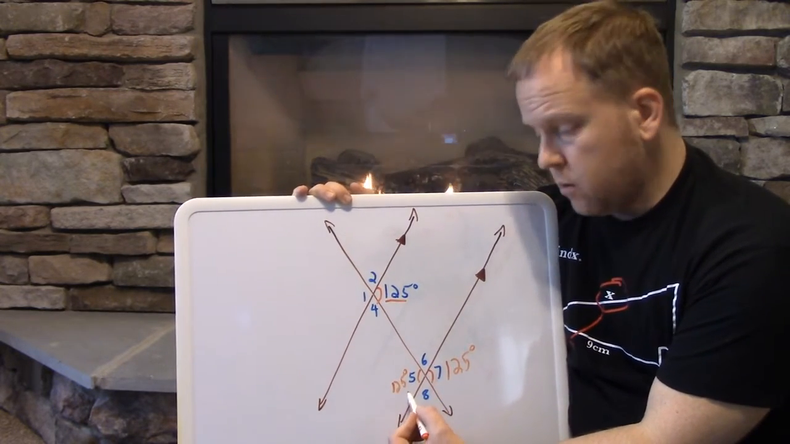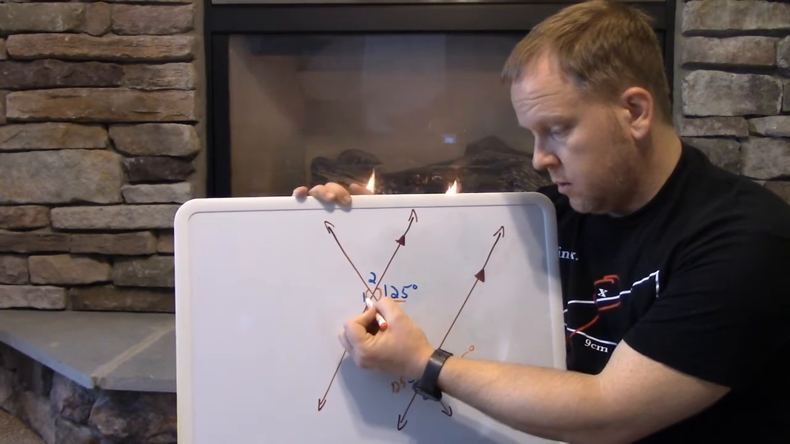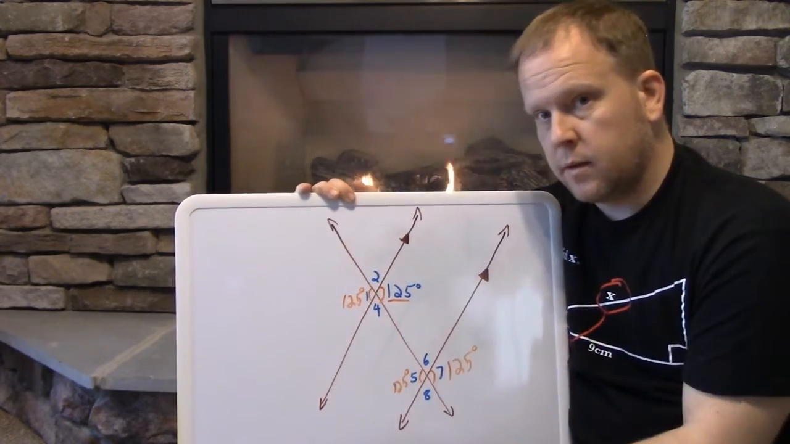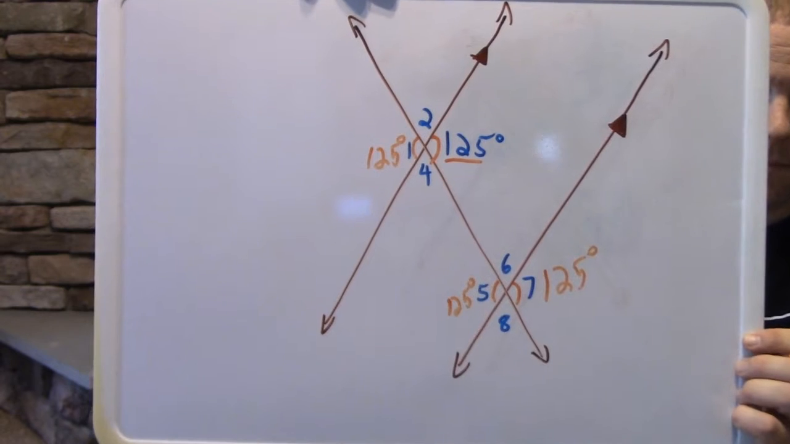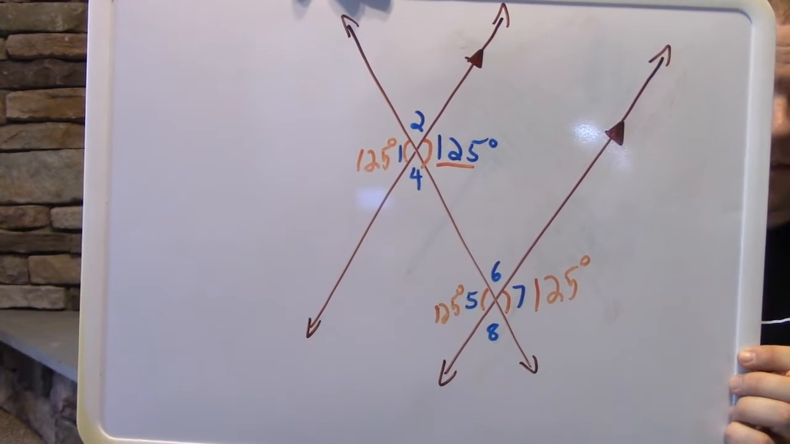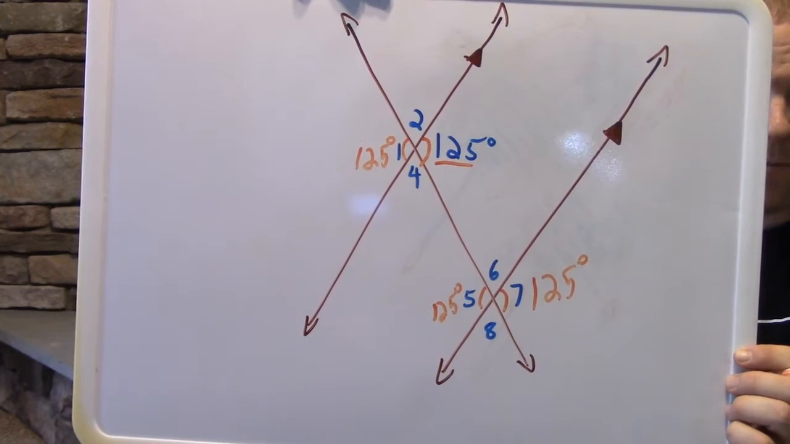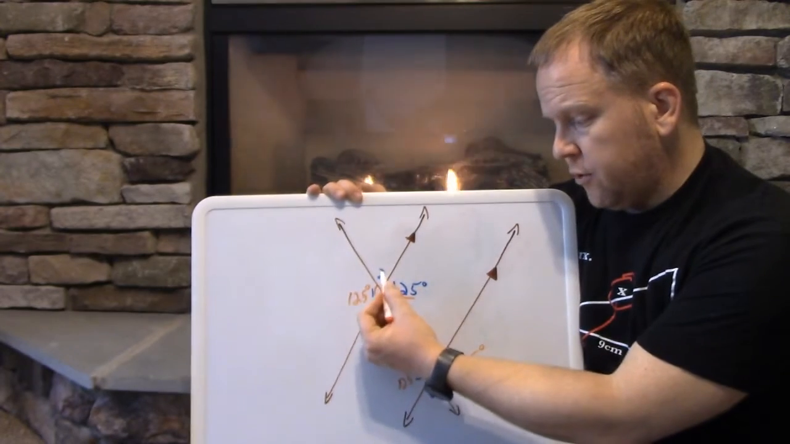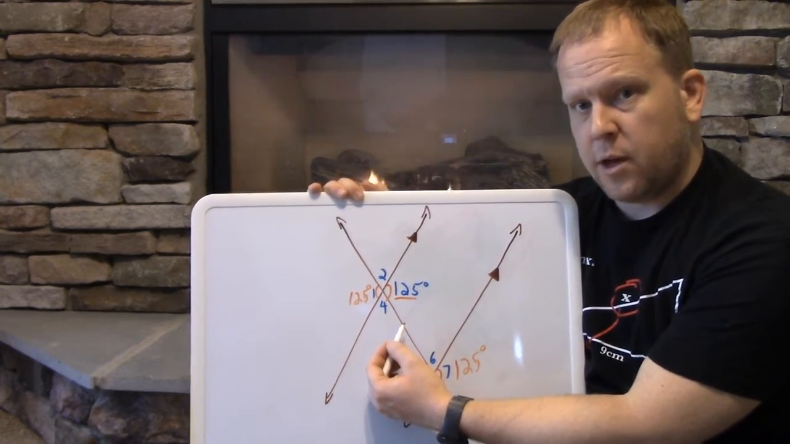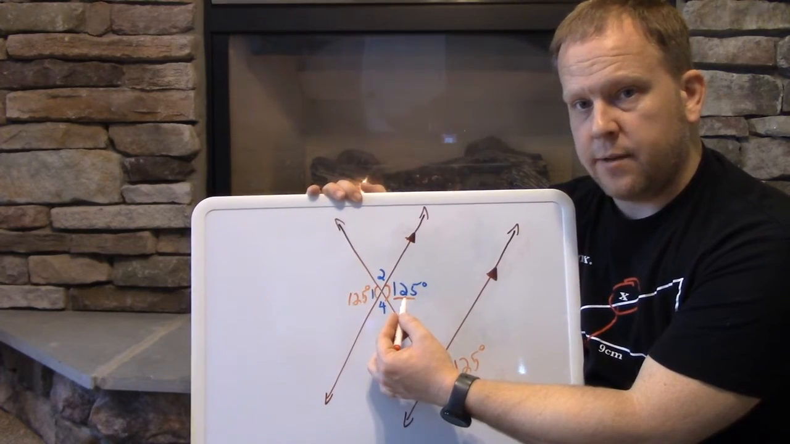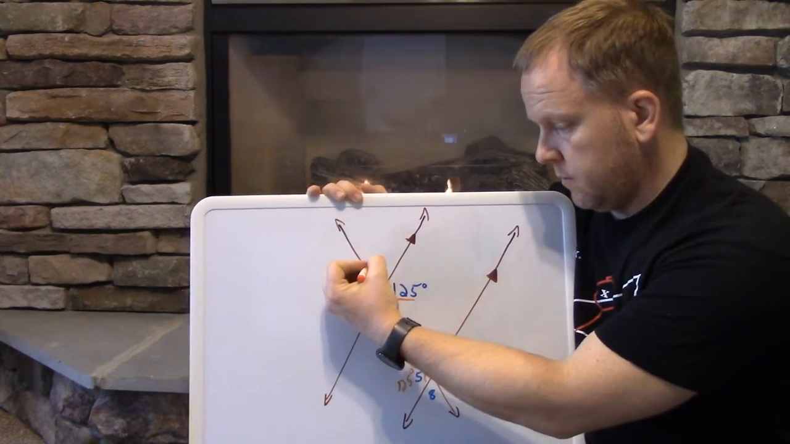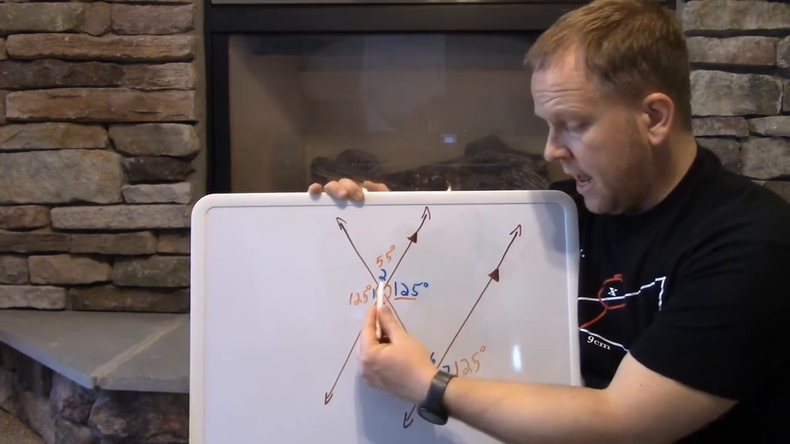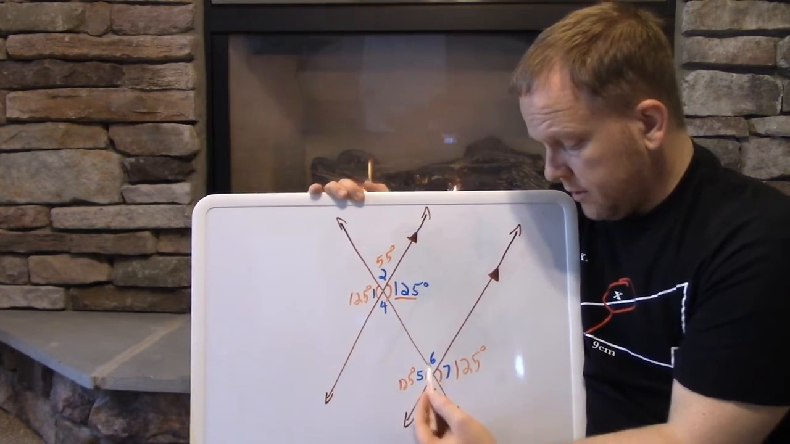Angle 5 now corresponds to angle 1. So angle 1 is also 125 degrees. Now the question does not ask, but what would be the measure of the other 4 unknown angles? Since 125 degrees and angle 2 form a linear pair, simply take 180 minus 125, and angle 2 is now 55 degrees. Angle 2 corresponds to angle 6.